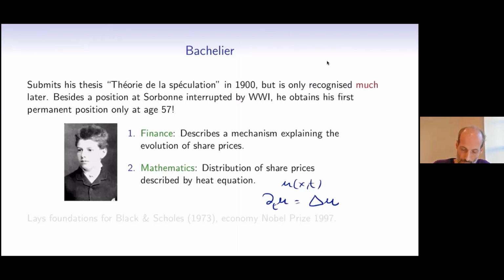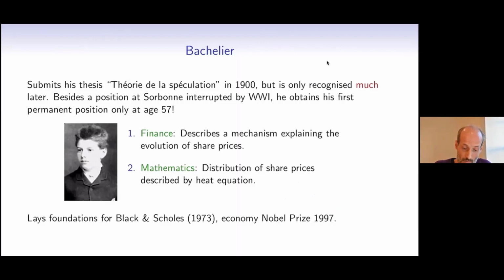And that basically laid the foundations for what's now called the Black-Scholes model. It's a very basic model for modeling the stock market, but it's a very important model because most other models essentially start from there and build on top of that. And Black and Scholes got the economics Nobel Prize for that in the 90s.